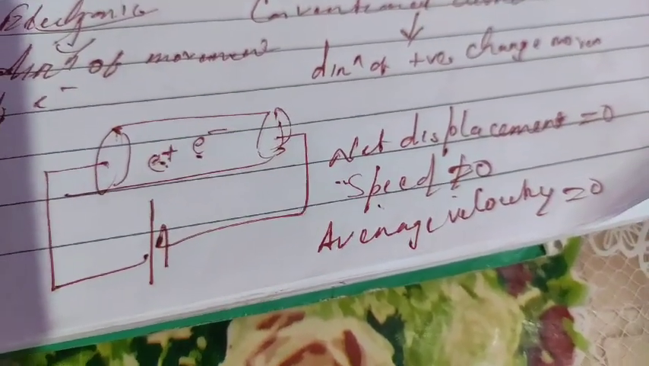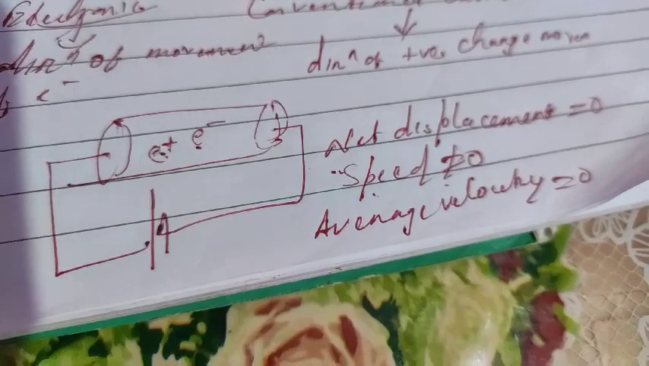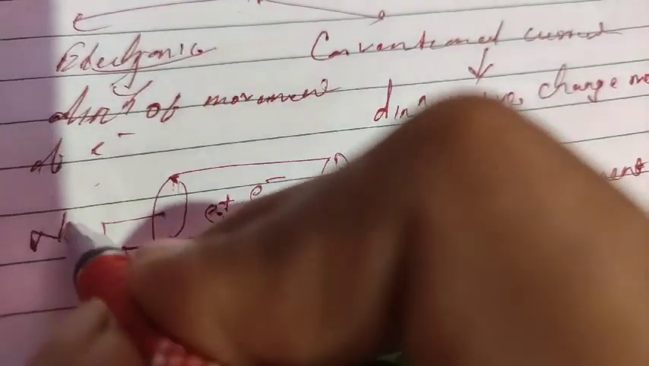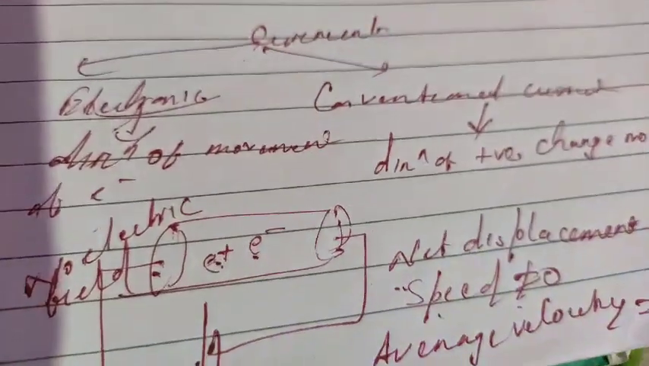Understood? So what will be 0? The net displacement will be 0. The average velocity will be 0. But what is not 0? Your speed. This is the situation when no electric field is applied over the charge. Clear? Now I will apply the electric field.